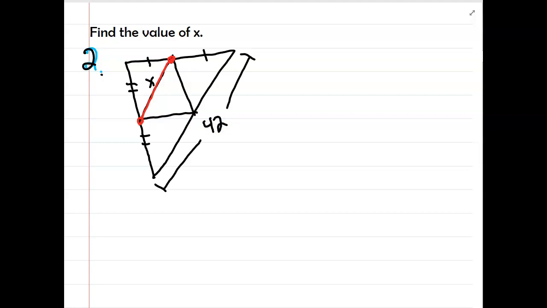Now, what's the relationship between that side that's X and the side that's 42? They are parallel, but I'm looking for the length, right? And remember, parallel lines have nothing to do with their length. So what else do I know? Yeah, X is half of 42, right? The mid-segment is half of that opposite side. So I know that mid-segment is 21.